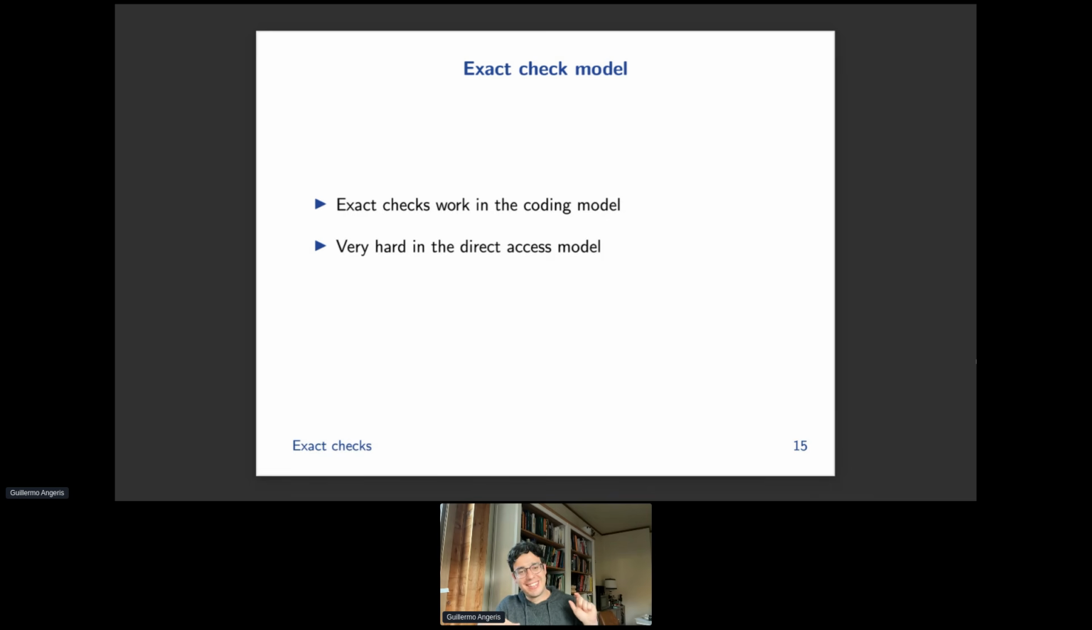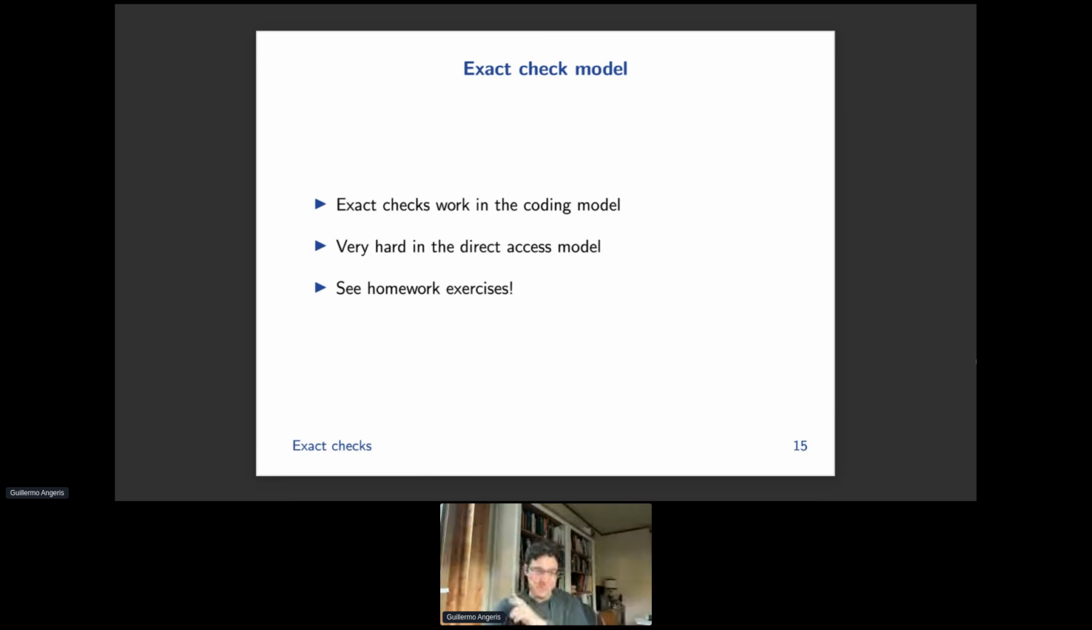It turns out that exact checks, so checking, for example, that a vector is exactly equal to 0, is actually very hard in the direct access model. And we'll prove that in order to succeed with high probability, you essentially need to check every entry of x. If you want to check that x equals 0 and you only have access to the direct access model, you're going to need to check pretty much every entry of x to be guaranteed this. Please see the homework exercises.